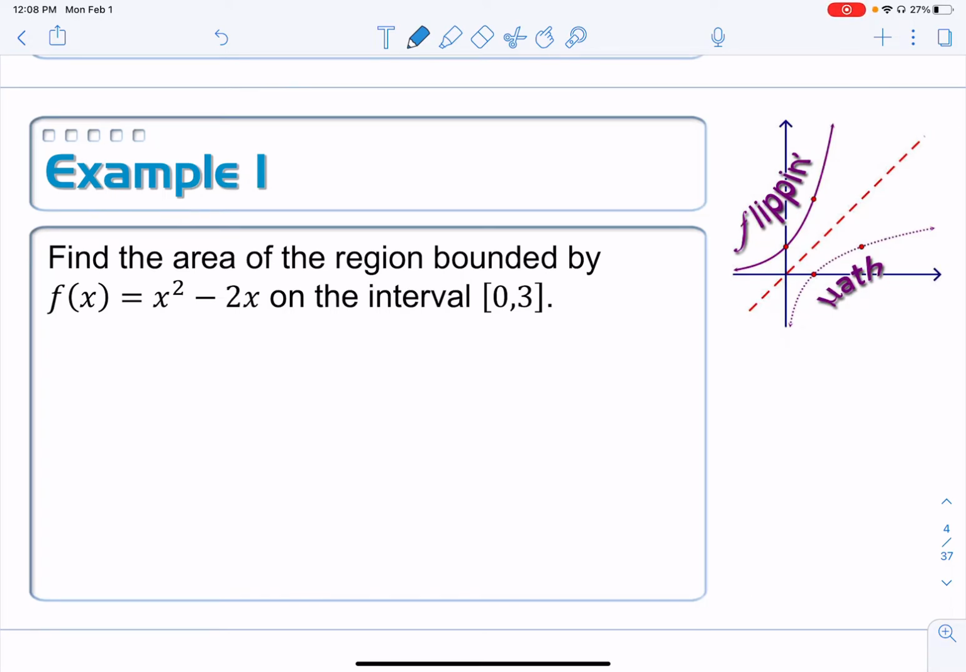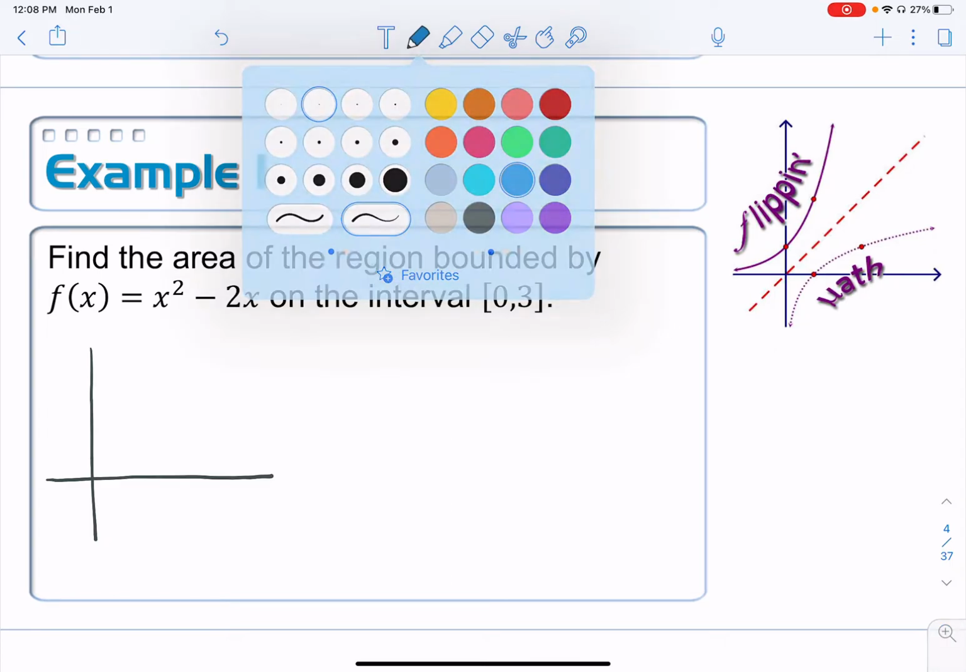Example the first. Find the area of the region bounded by f of x is equal to x squared minus 2x on the interval from 0 to 3. My recommendation is that we start by drawing a graph of this thing. Here, let's draw some axes. And to graph this parabola, I'm going to suggest that we factor it.